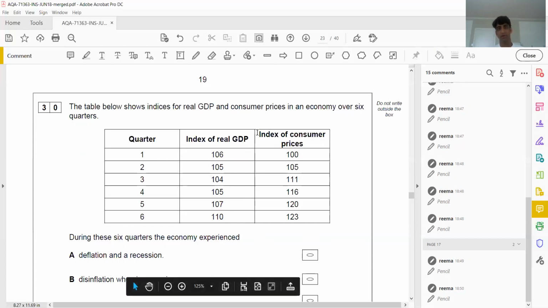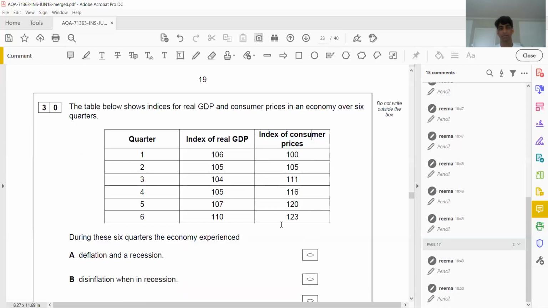Now, let's look at the index of consumer prices. In the entire 6 quarters, you don't see consumer prices falling at any point. So the consumer price index is continuously increasing, meaning we can rule out deflation. So let's look at what we have.